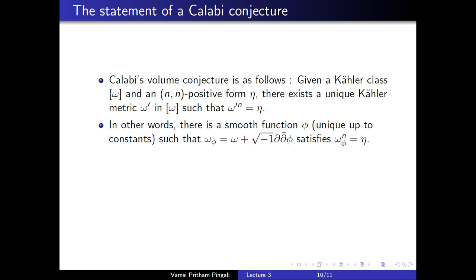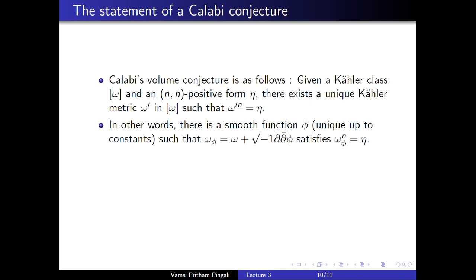By the way, if you find one smooth function phi that does the job, it turns out it's unique up to a constant. That's not obvious, by the way. But suppose I tell you that Calabi's volume conjecture is true. That is, if there's only one Kähler metric, omega_phi, suppose omega plus square root of minus 1 del del-bar phi is uniquely determined, then phi is uniquely determined up to a constant.